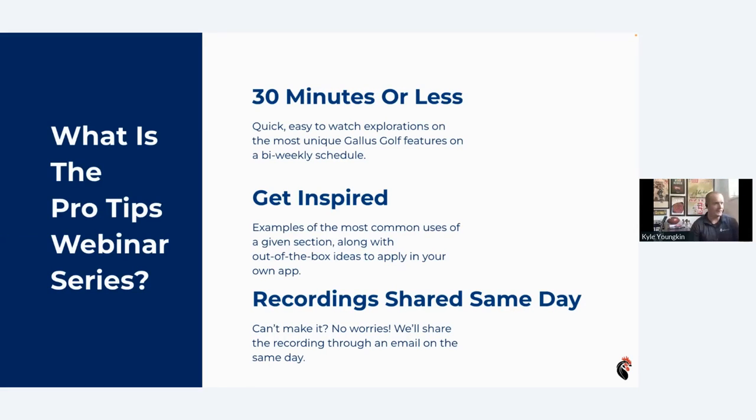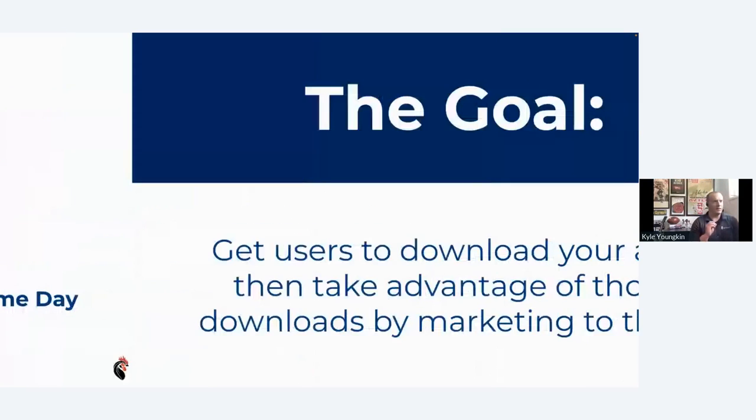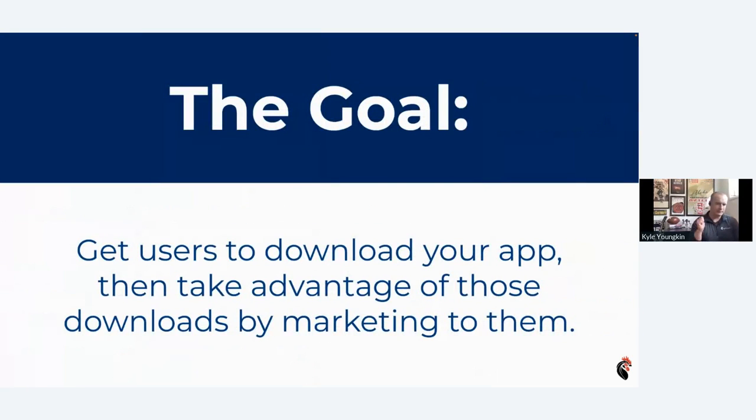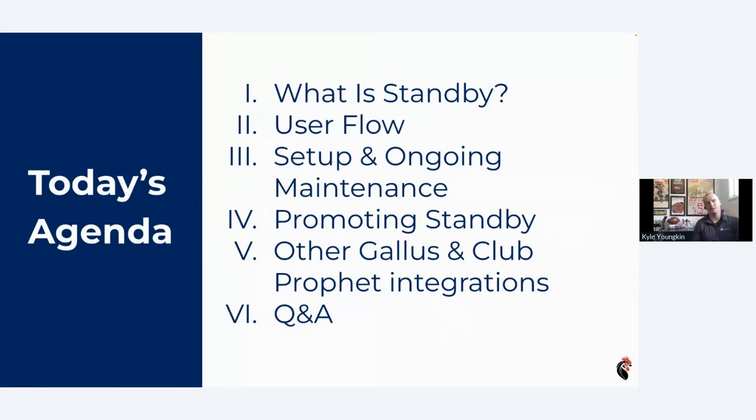But I want to remind you, as always, the goal of having a mobile app is to get users to download it and then take advantage of those downloads by marketing to them. Now, some of these features we've gone over on the Pro Tips webinar series are more about how you market to them. This one is more about getting people to download your app and be active participants within the app experience. So as I mentioned today, we are going to talk about Tee Time Standby.